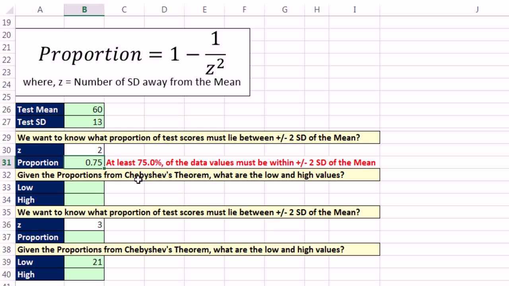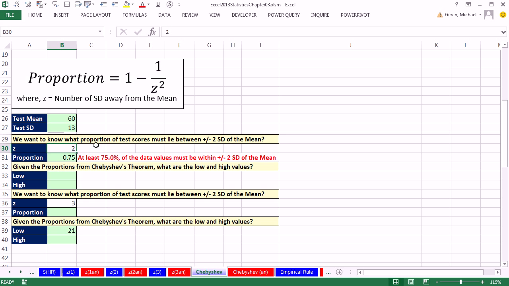At least 75% of the data values must be within plus or minus 2 standard deviations. And this can be any z greater than 1. I could put a 3 in here. At least 88.9% of the data values must be within plus or minus 3 standard deviations of the mean. Hey, 1.6. Control Enter. Oh, whoops. Guess what?